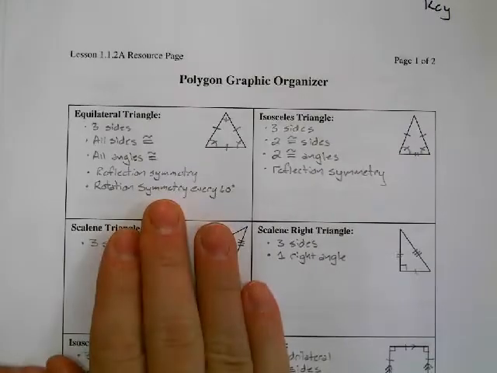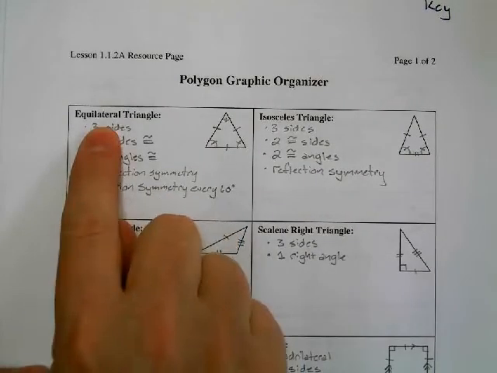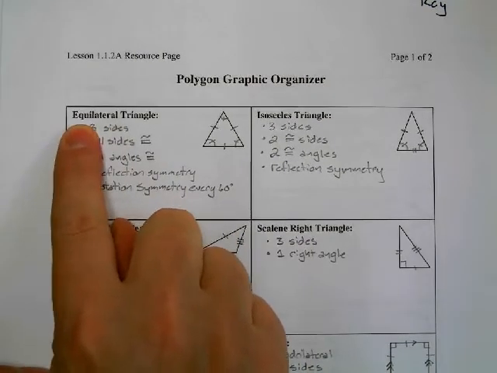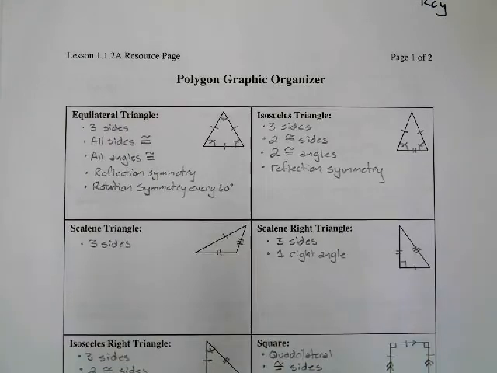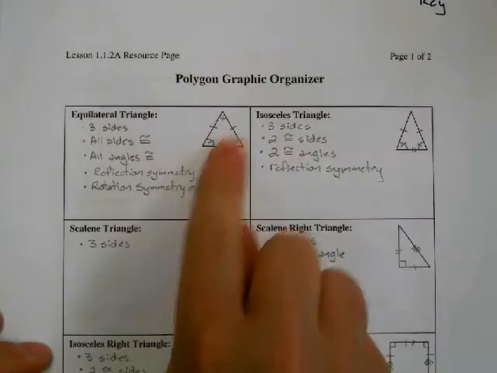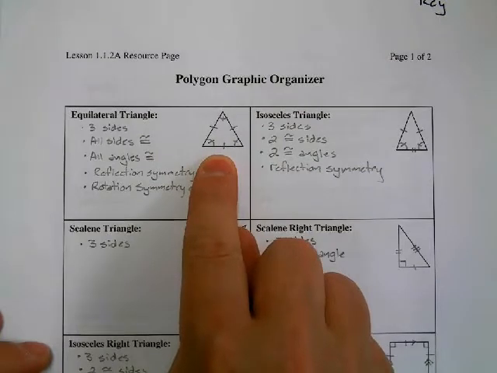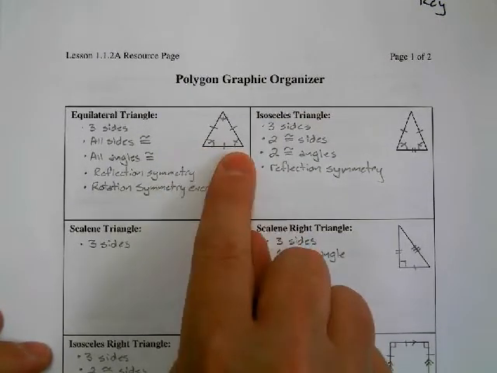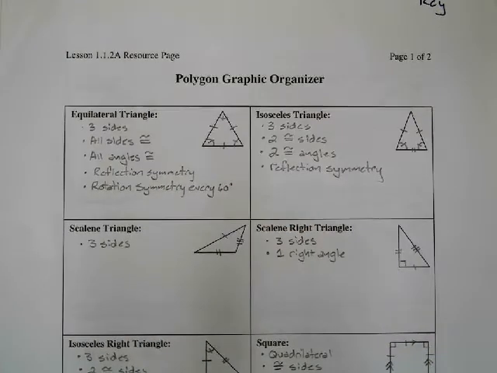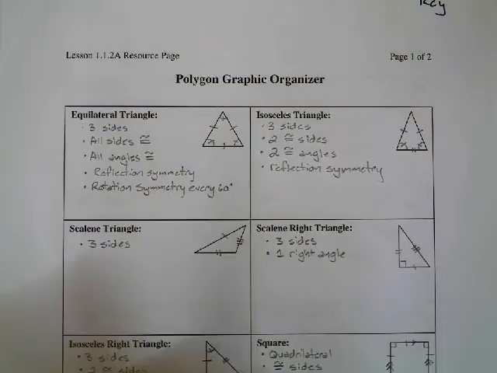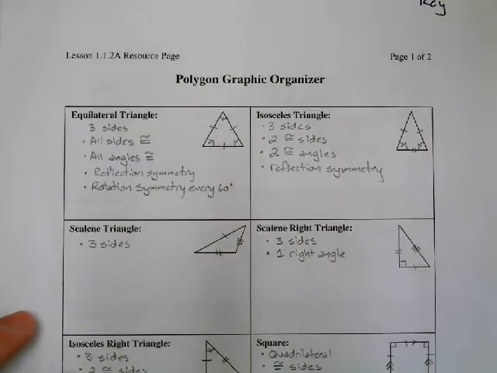So going through, first one, we got equilateral triangle. The word equilateral: equa means the same, lateral means sides. So this one is a triangle where all the sides are the same. This tick mark here shows that all those sides are the same. And then all the angles are also the same. So all three of these angles end up being the same, which means that since a triangle has 180 degrees, each of those angles has to be 60 degrees.